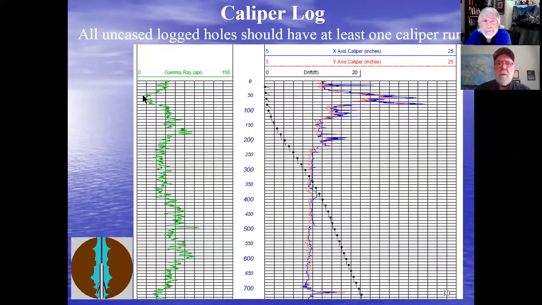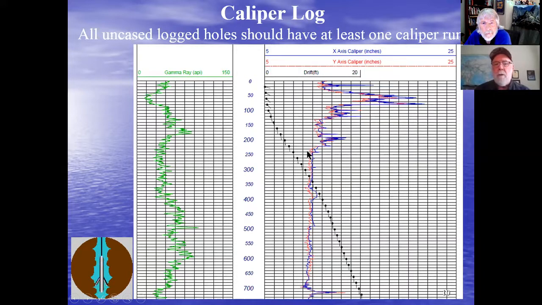One other thing when you come away from this presentation, also from our webinars, is that in the case of any uncased holes, you need to run at least one caliper, if not a couple of caliper curves. And what you're looking at right here is a hole where the drill bit was about 9 5/8 inch in diameter.